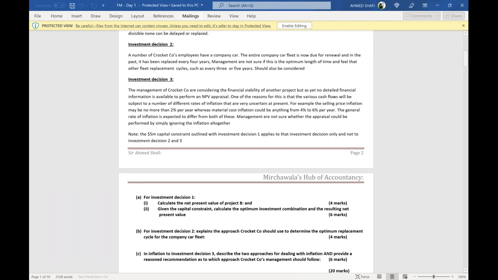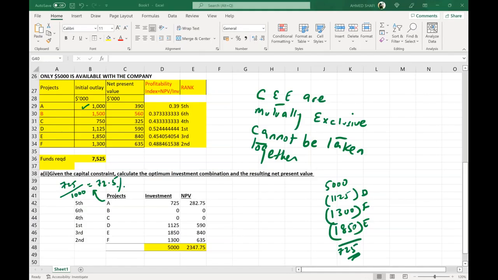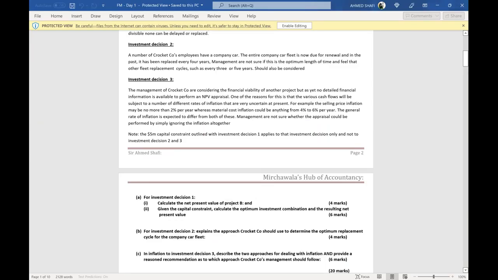Okay, now we will do the next parts of this question, and after doing these parts we will go for a short break for water, tea and prayers, and then come back. Now requirement B of this question is: for investment decision 2, explain the approach Crockett should use to determine the optimum replacement cycle. This is 4 marks, and relates to investment decision 2 only. So focus only on investment decision 2.